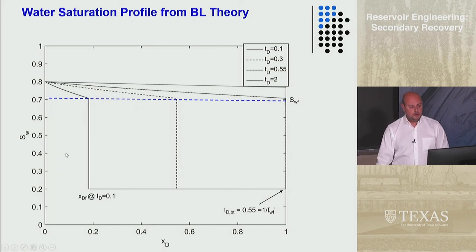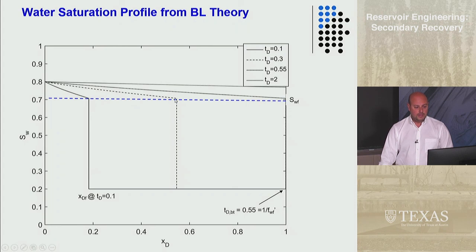Then the saturation decreases. It's not like a straight line. It sort of looks like a straight line in these plots, but in general it's sort of curved. And at the front distance, xDF, there is a shock front. So the saturation decreases abruptly to the initial water saturation, in this case equal to the residual water saturation, where it is everywhere in front of that front. And this is at a particular dimensionless time, 0.1.